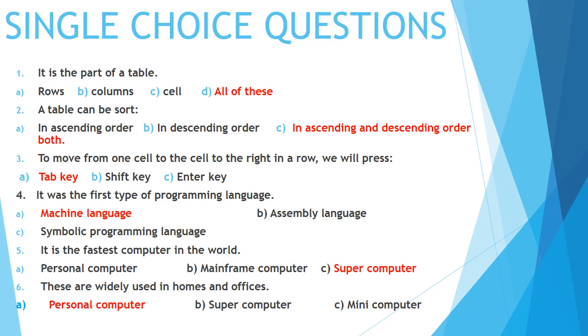It was the first type of programming language. Which was the first type of programming language? Yes, machine language, not assembly language, not symbolic programming language.